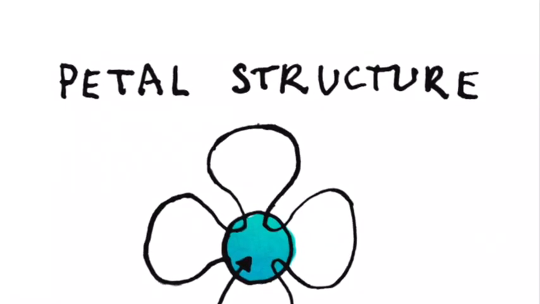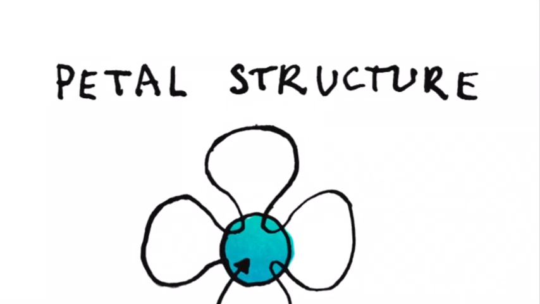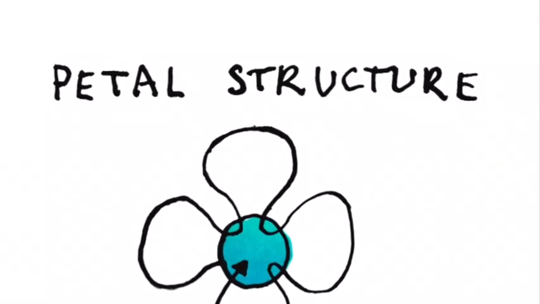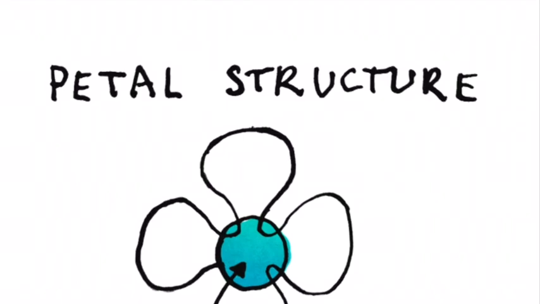The petal structure is a way of organizing multiple speakers or stories around one central concept. It's useful if you have several unconnected stories you want to tell or things you want to reveal that all relate back to a single message.